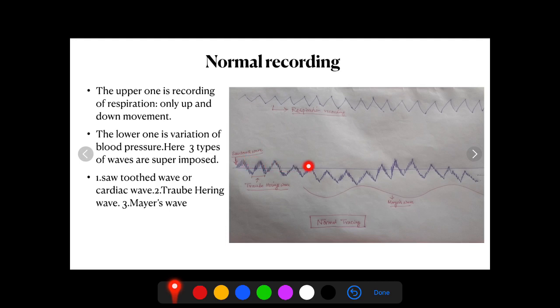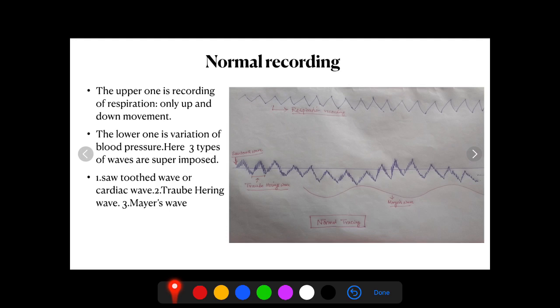And you can see this is the baseline. Now if we record the tracing for quite a long period of time, we can see that the whole tracing is coming down below the baseline. Again it is moving up, again it is going down, like this. This will go on. And this wave is known as the Mayer's wave. This Mayer's wave is produced due to the change of the vasomotor tone during the experiment.